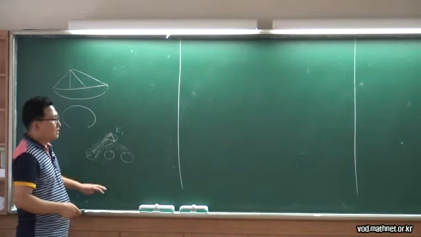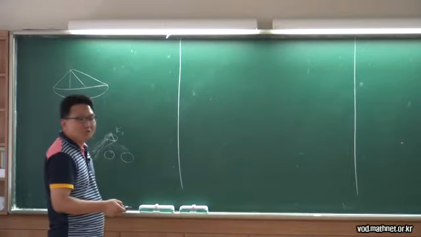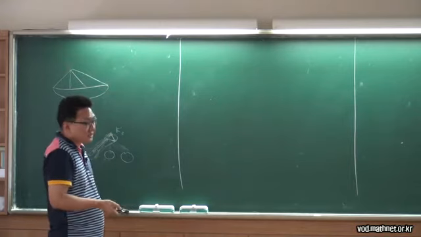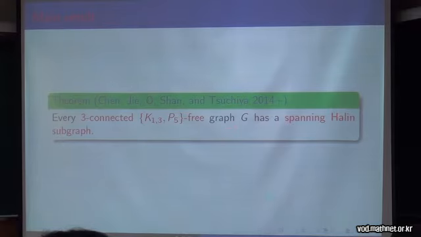Well, this is 3 connected. K14 free. I mean, if we replace this one with the K14, then still there exists a 3 connected K14, P5 free graph without a spanning Halin subgraph. So I want to show that this condition is best possible, and this is one thing. This is K14, P5 free, 3 connected, and it does not contain a spanning Halin subgraph. It is easy to check this one.